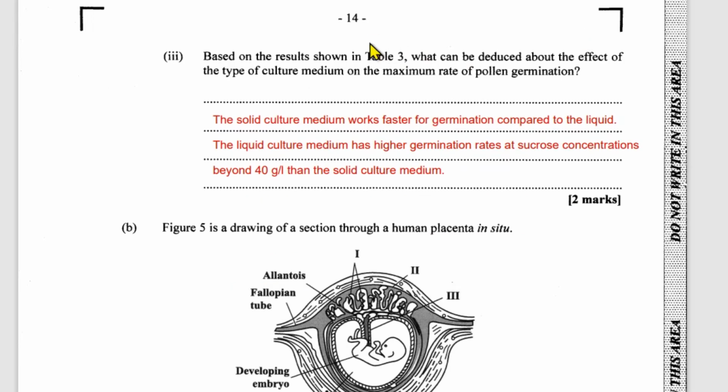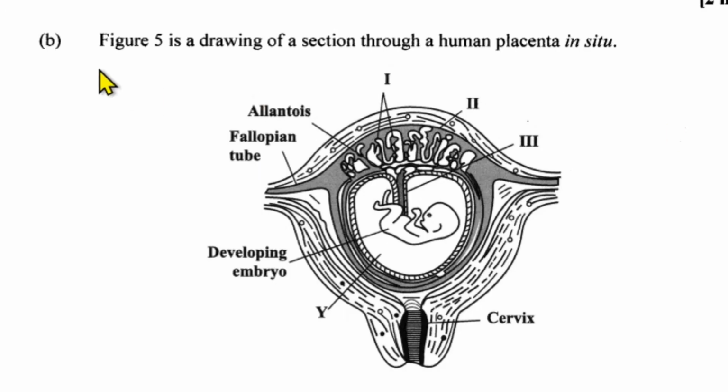Based on the results shown in table 3, what can be deduced about the effect of the type of culture media on the maximum rate of pollen germination? We could deduce that the solid culture media works faster for germination compared to liquid, because you'll see that there was the steep increase there. The liquid culture medium has higher germination rates at sucrose concentrations beyond 40 grams per liter than the solid culture medium. B. Figure 5 is a drawing of a section through a human placenta in situ.